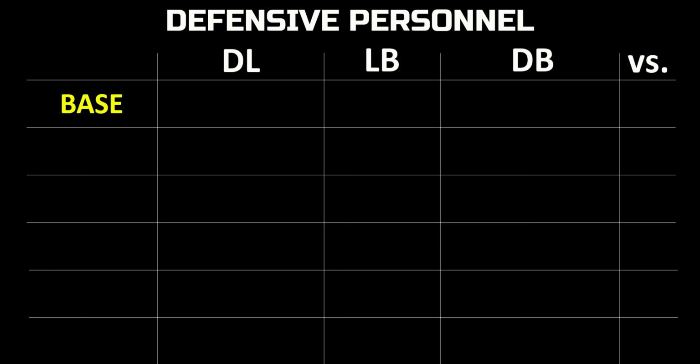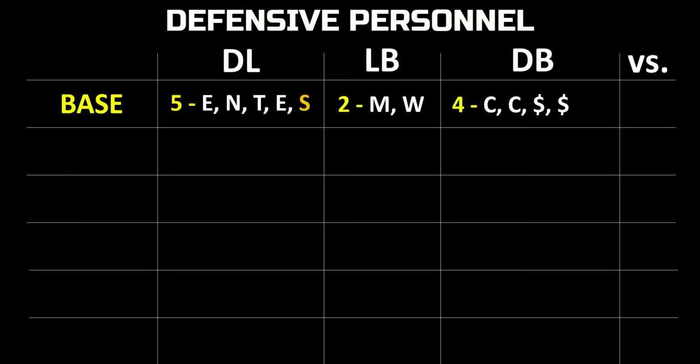Base defense for most teams is either 5 down linemen, end, nose, tackle, end, plus the Sam, who you could think of as a 5th down lineman. Then you have your 2 linebackers, Mike and Will, and then your 4 defensive backs. This is good against 12 and 21 personnel.